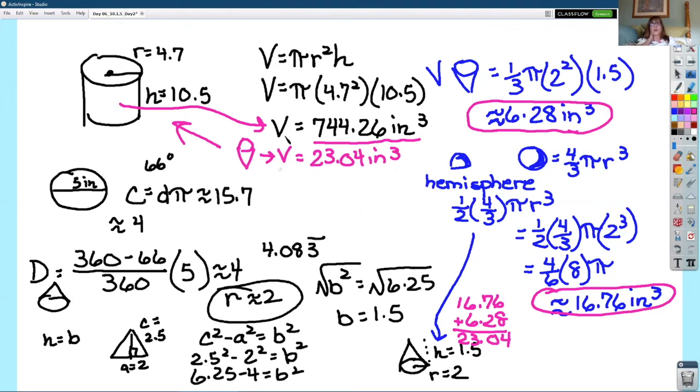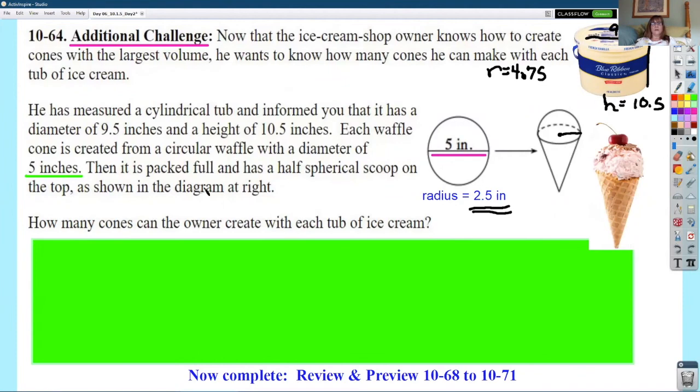or how many ice cream cones we can make out of this tub of ice cream? If you said divide, you are correct. So we're going to go ahead and divide. We're going to say that if we do 744.26 divided by 23.04, put that in our calculator, we get 32.30295139, but we're going to say 32. So the answer to the problem that we just did right here is 32 cones of ice cream.